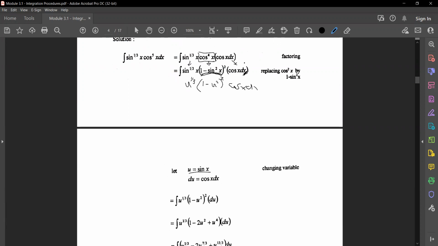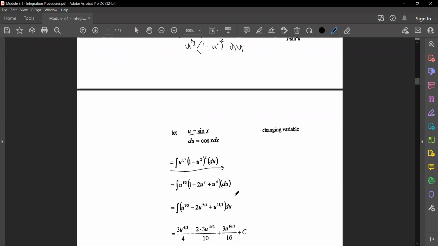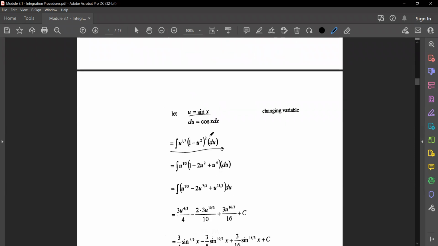Ay, hindi. Yung cosine x dx, ito na yung du natin. So magiging du na to. This is just a derivative of sine x. Yan. So ito na yung general formula mo. Now from this part, you can expand this one. Ito, expand natin to. So magiging 1 minus 2u squared plus u4.